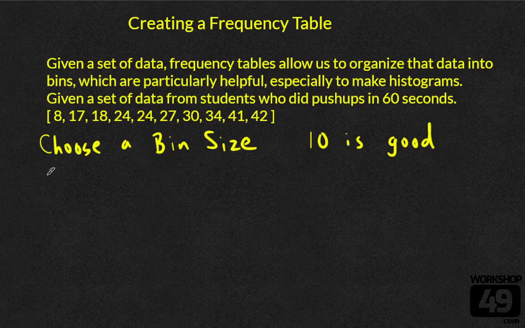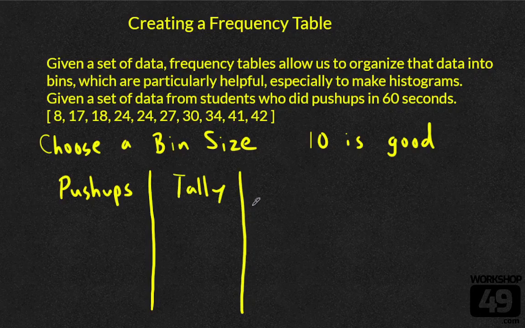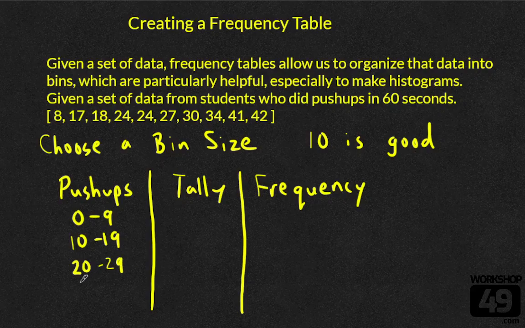But here's what this is going to end up looking like. So we're going to say push-ups, and we're going to make a little column here, and we're going to say tally, and I'm going to make a little column here, and I'm going to say frequency, and that's the end goal. The end goal is that frequency. So here are our bins. Our first bin is 0 to 9, 10 to 19, 20 to 29, 30 to 39, and 40 to 49. Okay, we got that fitting in the bottom there.